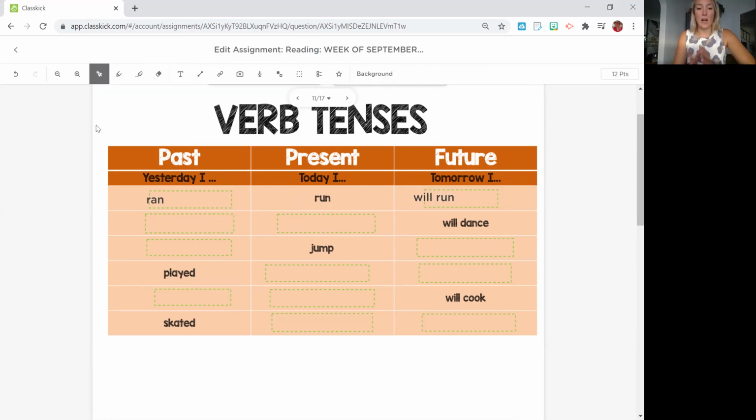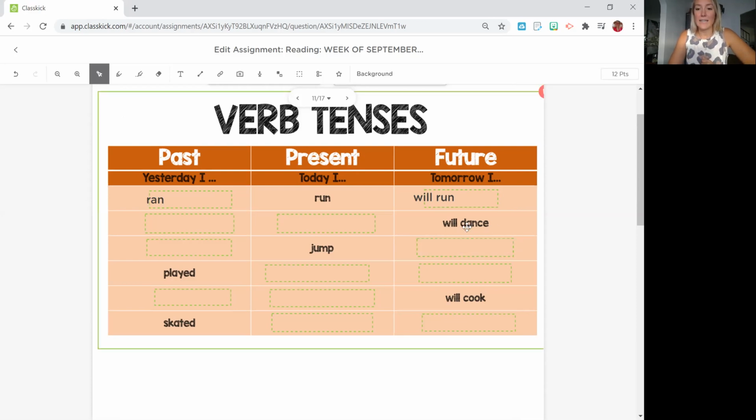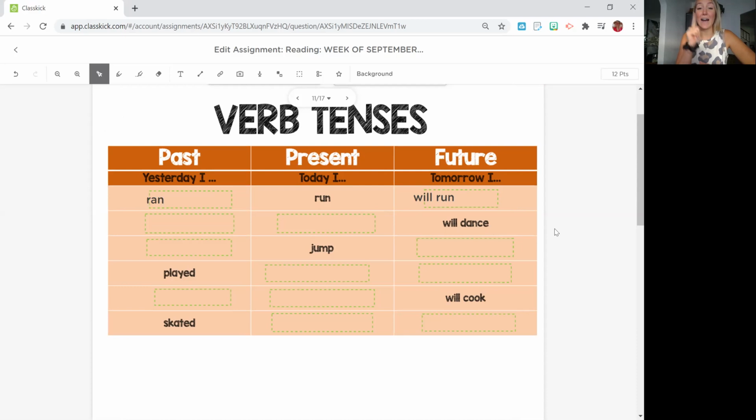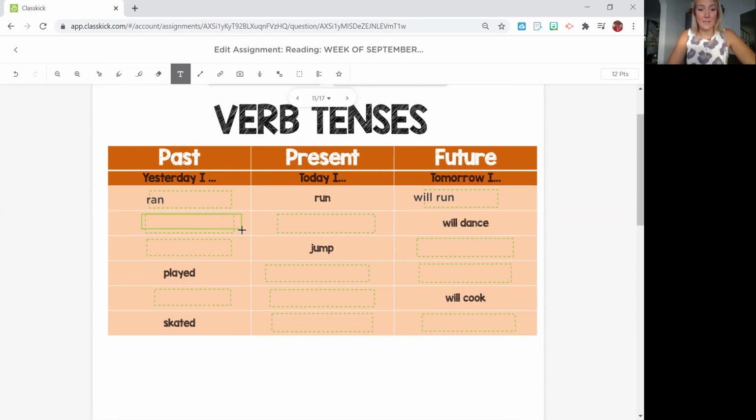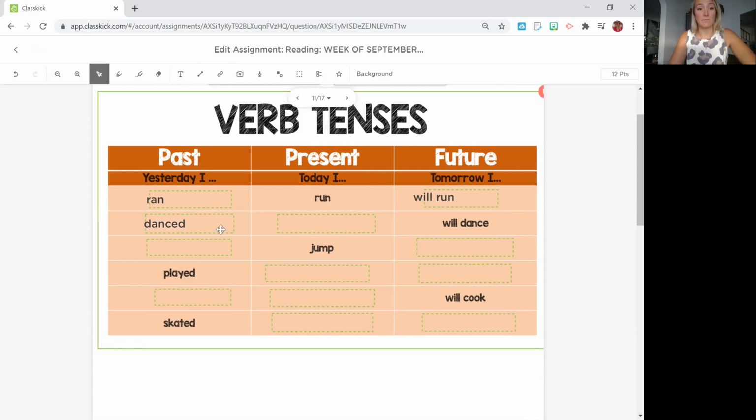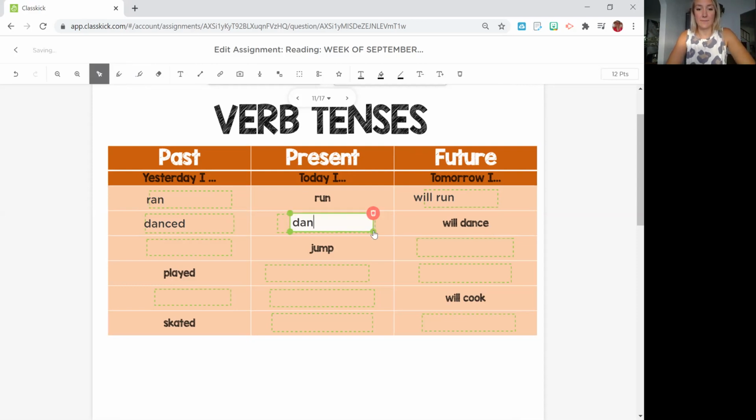Now, let's see if you can figure out what this one will be. We're looking at the verb dance. This whole section is going to be changing the form of dance. So yesterday, I danced, with an ed. Danced with an ed. Remember, most past tense verbs end in an ed. And our root verb, today I dance, in the present tense. And tomorrow I will dance.